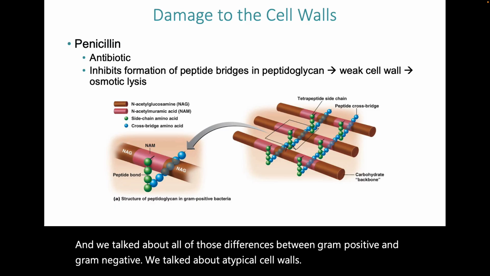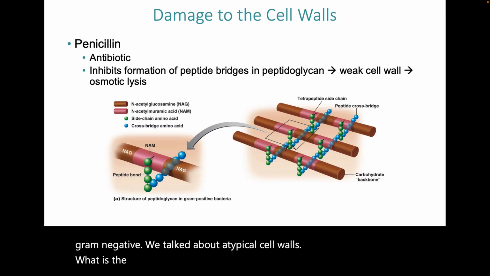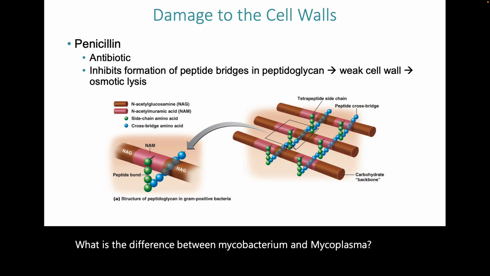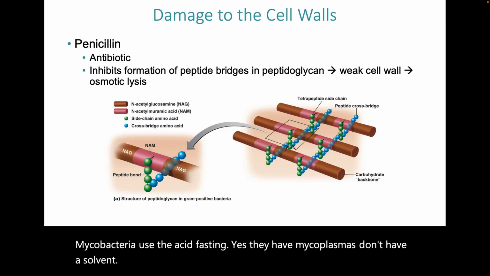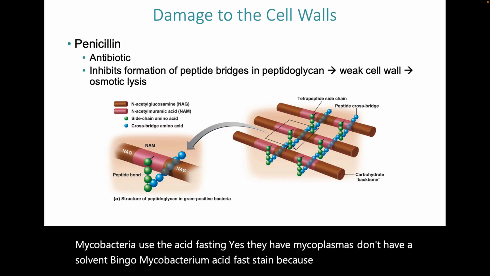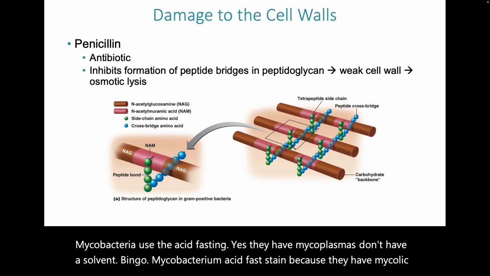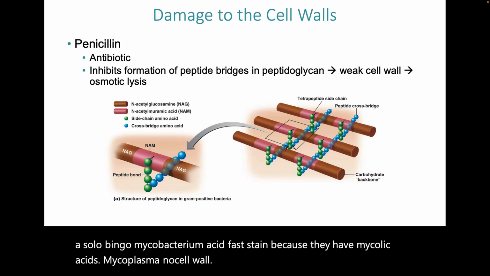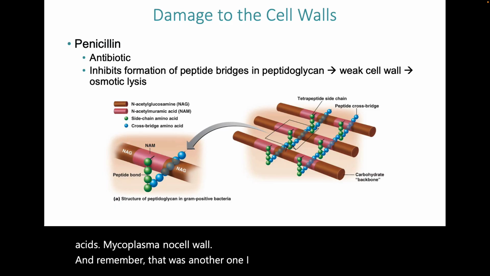What is the difference between mycobacterium and mycoplasma? Mycobacteria use the acid-fast stain. Mycoplasmas don't have a cell wall. Bingo. Mycobacterium, acid-fast stain because they have mycolic acids. Mycoplasma, no cell wall. And remember, that was another one I told you a lot of people get mixed up. So I really tried to emphasize that.